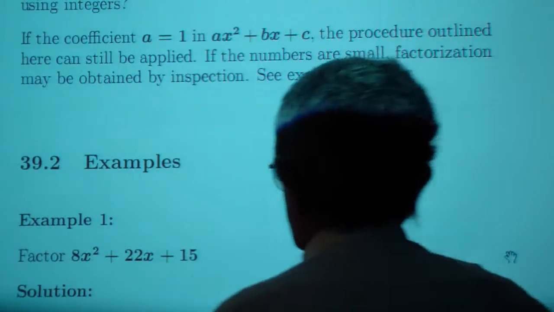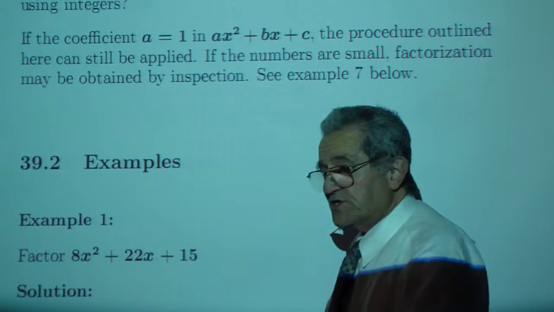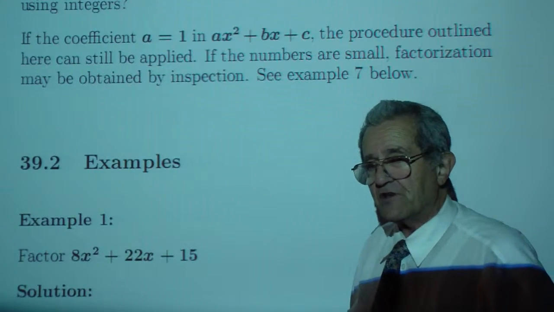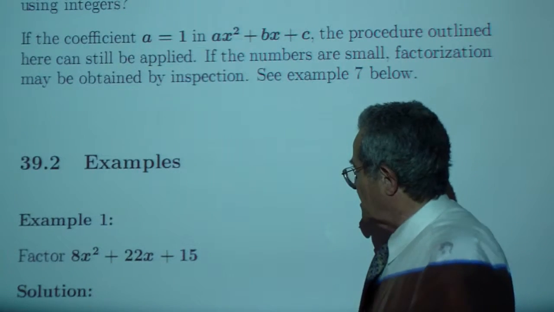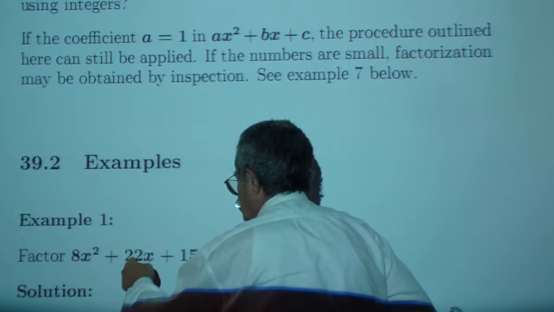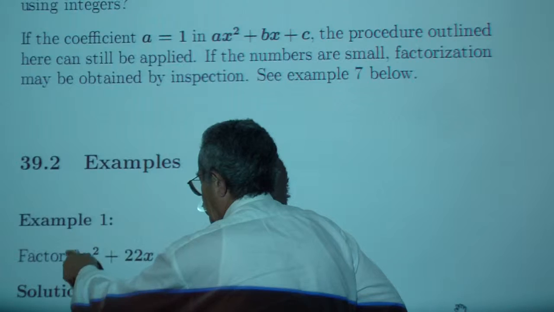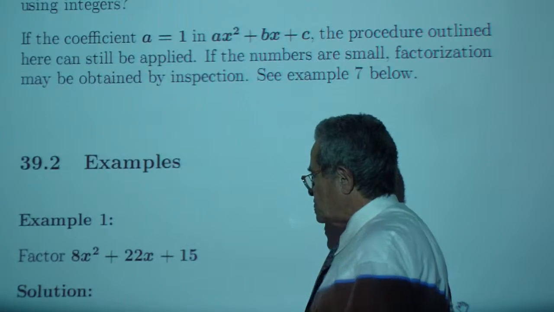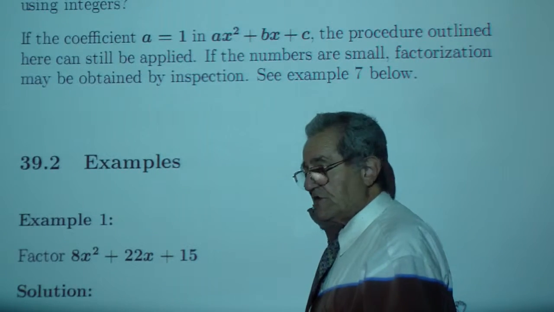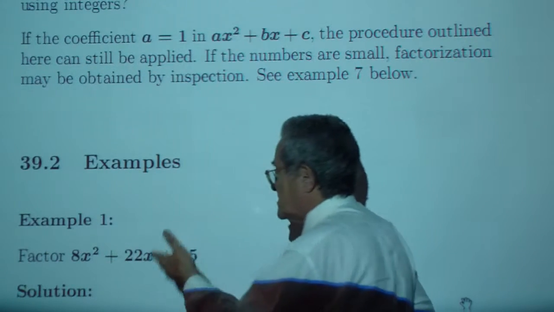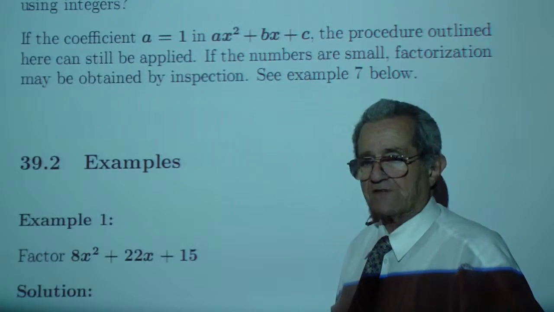Example 1, factor 8x squared plus 22x plus 15. Remember what you're supposed to do when you hear the word factor? Greatest common factor. Don't forget that. 2 goes in here, 2 goes in here, 2 does not go in here. 2 is the only number that 8 can be factored into. So the greatest common factor as far as numbers are concerned is 1. X, no x, the greatest common factor is 1. You've done your job. You look for the greatest common factor.